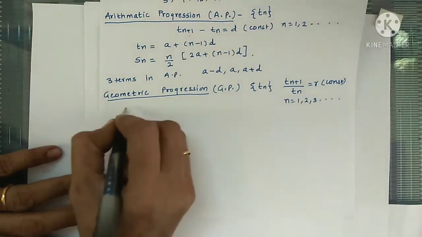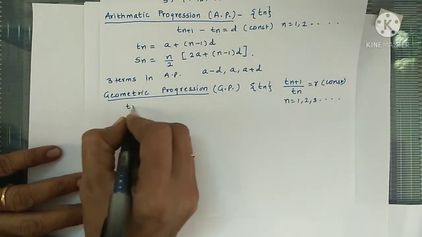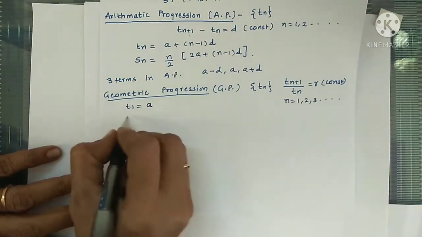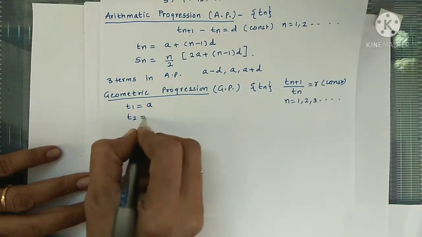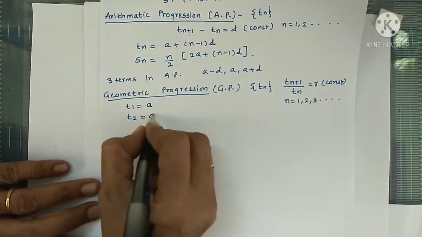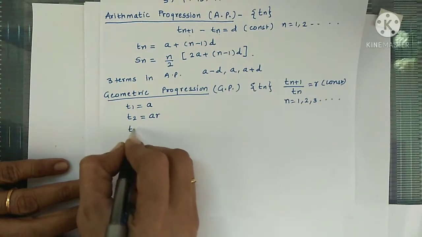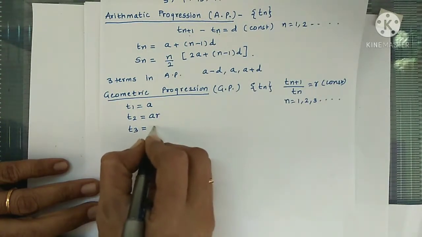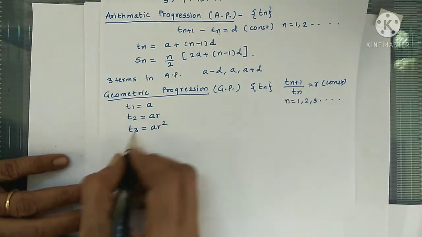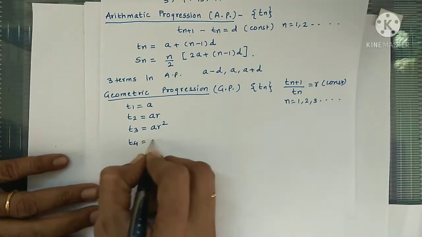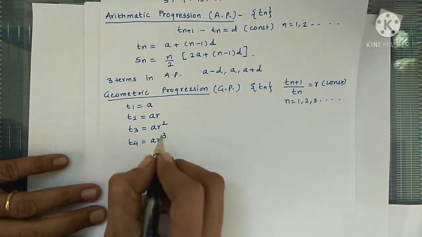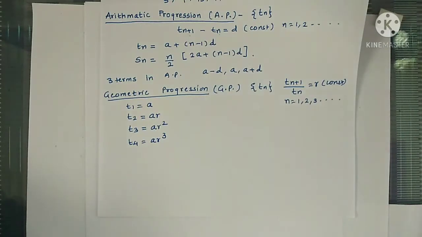So now here let the first term be a. Now for the second term we have to multiply by the common ratio. So we get ar. Third term, again multiply this by r, so we get ar square. For the fourth term, again multiplying by r we get ar cube. So multiplying by the common ratio we get the next term.